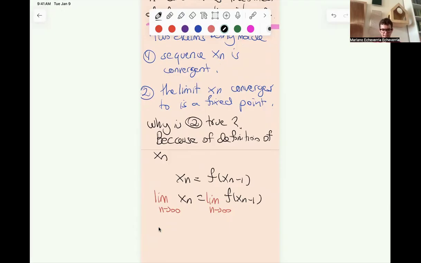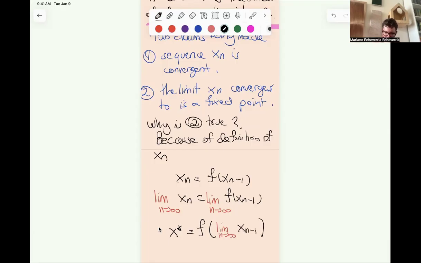What would the left-hand side give you? That would just give you the value of the limit, which I'm calling x star. And what happens with the other one? Well, because the function is continuous, you can evaluate this limit just by moving the limit inside the function. That is what being continuous means, that you can just move the limit in.